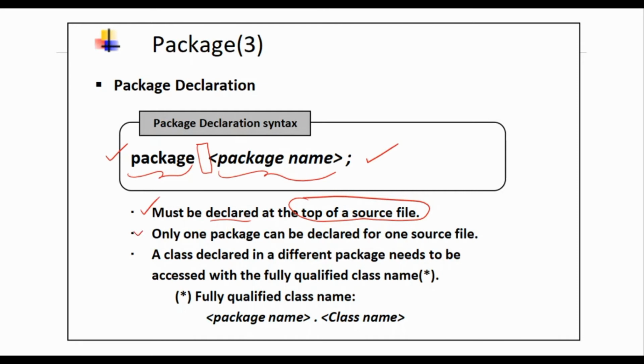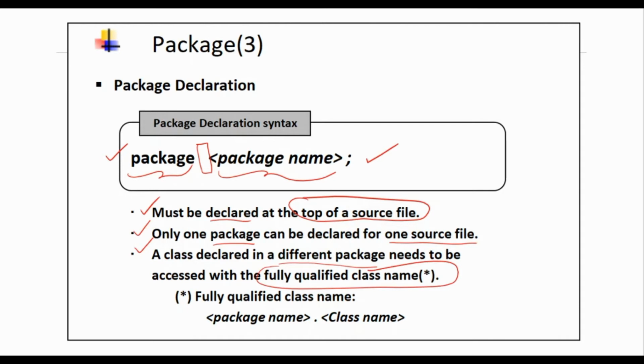And there must be only one package declared for one source file, because a Java class is stored in only one package. That's why that Java class file has only one package declaration statement. And a class declared in a different package needs to be accessed with a fully qualified class name.